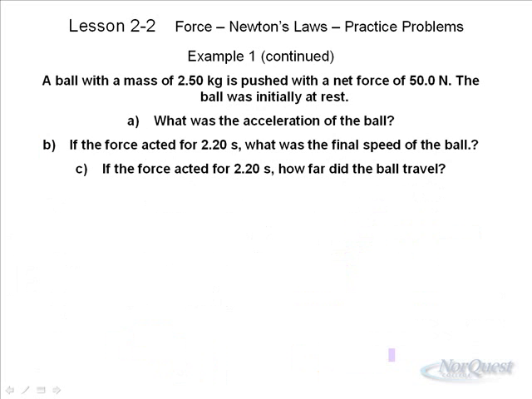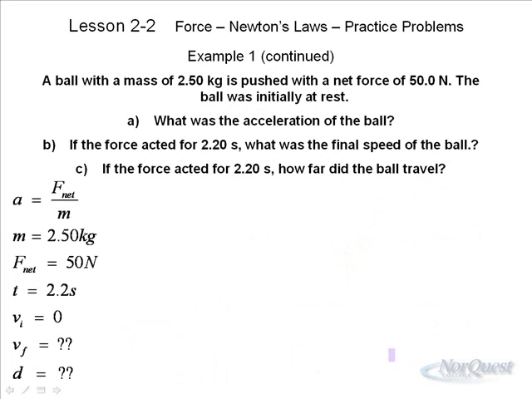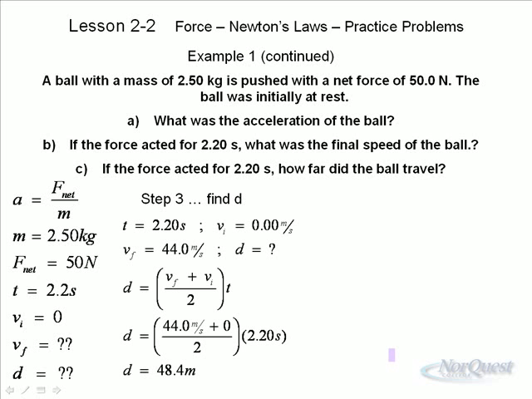And to calculate how far the ball traveled, well, we have all this information. We've been able to figure out the acceleration. The last step is to figure out what the displacement is. And here's our solution. What we did was we took the time, 2.2, the initial velocity of 0, and we used the final velocity in this particular example.